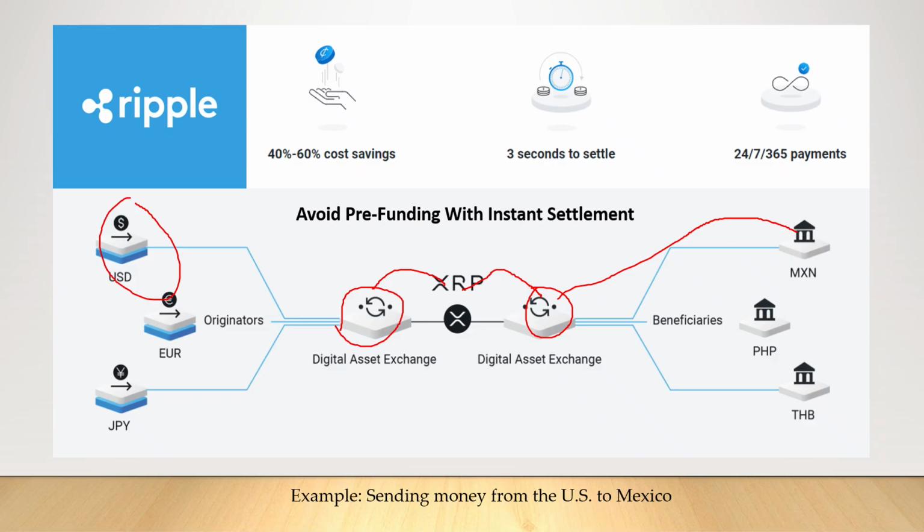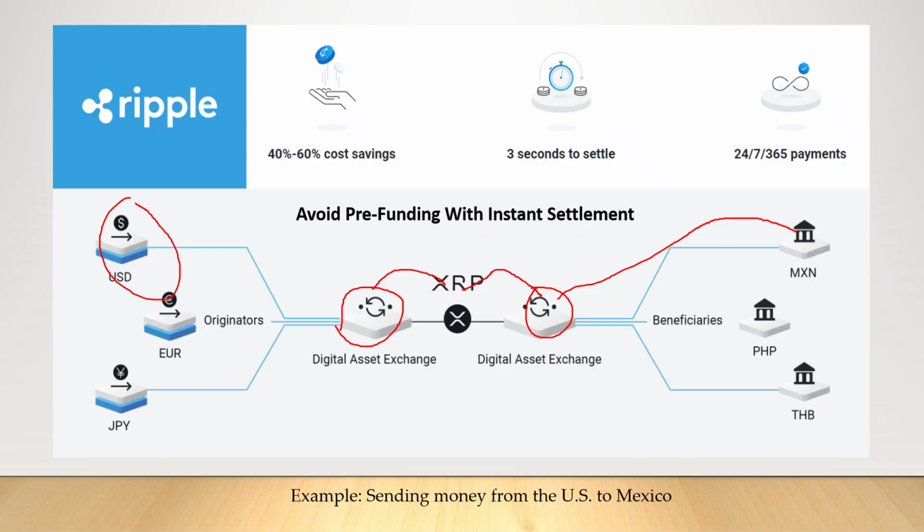I think that's an awesome example to see how money is sent from the US to another country and how XRP is like a bridge between the two countries, and that on-demand liquidity flows through XRP to convert that money to, in this example, the Mexican peso.